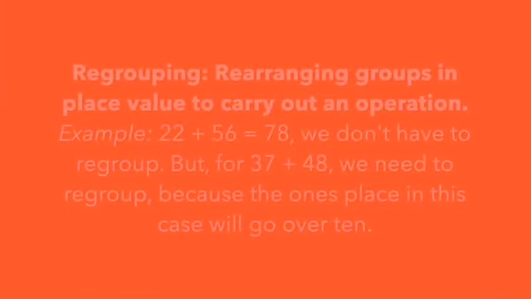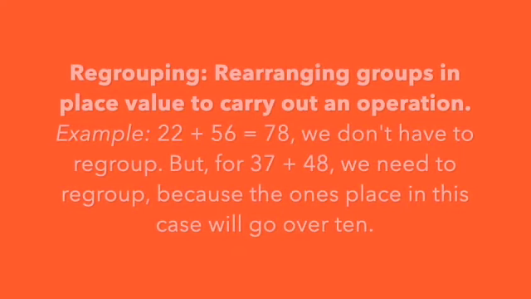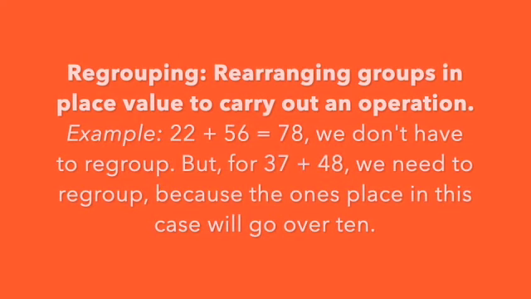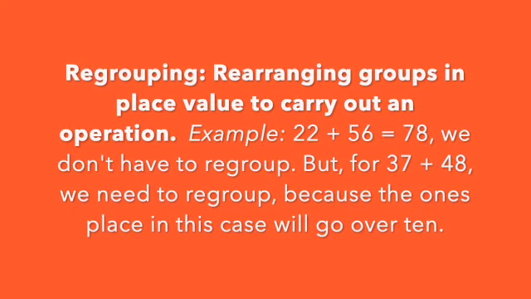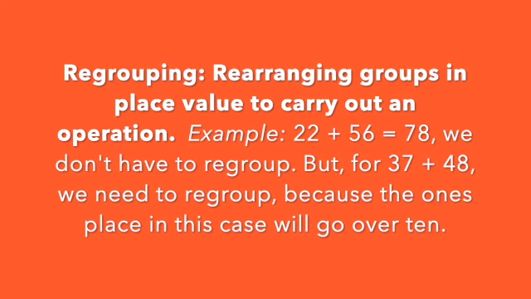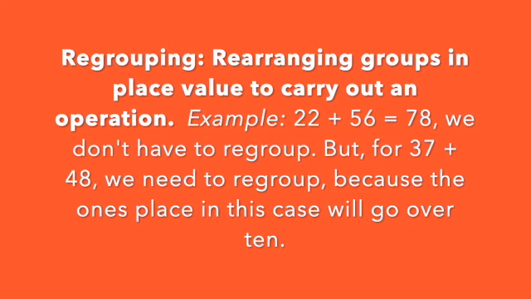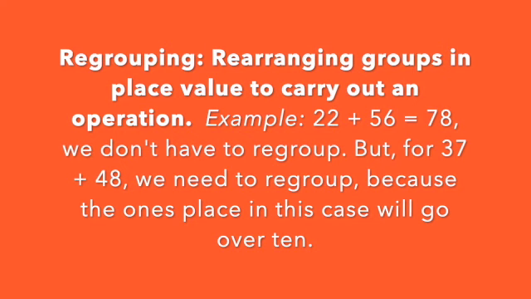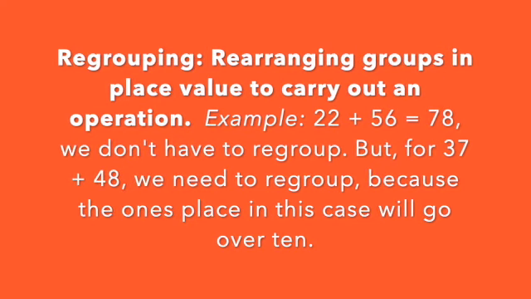First, let me go over what regrouping means. Regrouping is whenever I'm going to rearrange my groups in place value to carry out an operation. So for example, in the problem 22 plus 56 equals 78, we don't have to regroup. When I look at the ones place, 2 plus 6 equals 8. So it does not go over 10. So that means I do not have to do any regrouping.